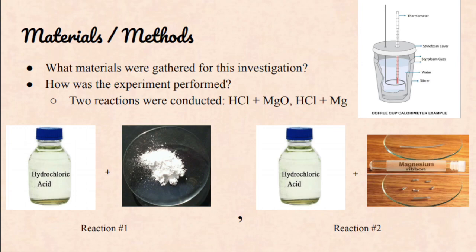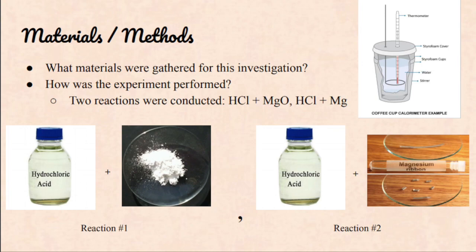To start off the first reaction, the colorimeter was zeroed out on the scale, and 50 ml of the hydrochloric acid was measured into a graduated cylinder and poured into the colorimeter. Then 1 gram of magnesium oxide was weighed on the scale. The initial temperature of the hydrochloric acid in the colorimeter was taken, and then when the magnesium oxide was added into the hydrochloric acid, the highest temperature reached was recorded.